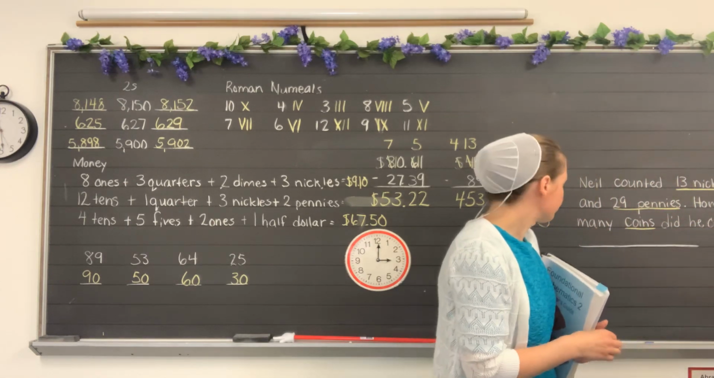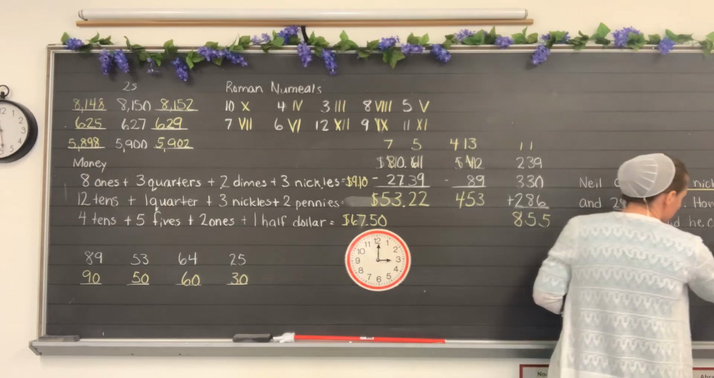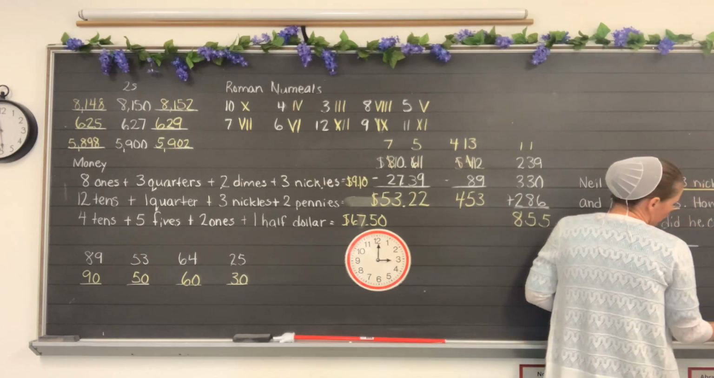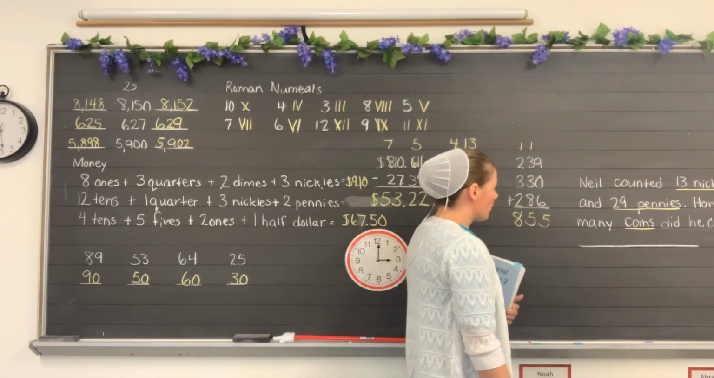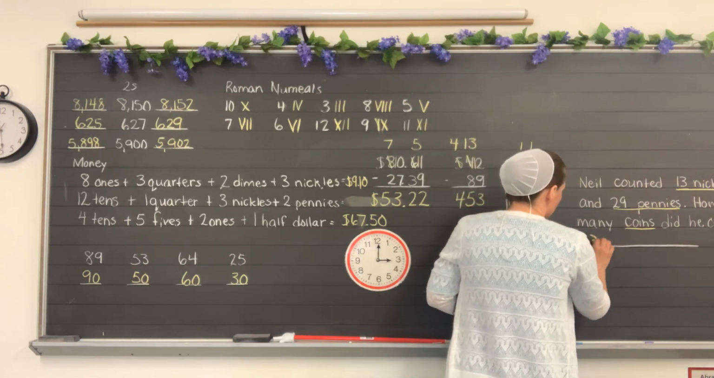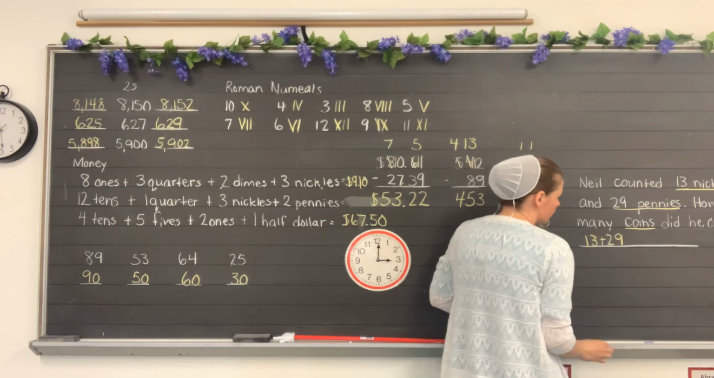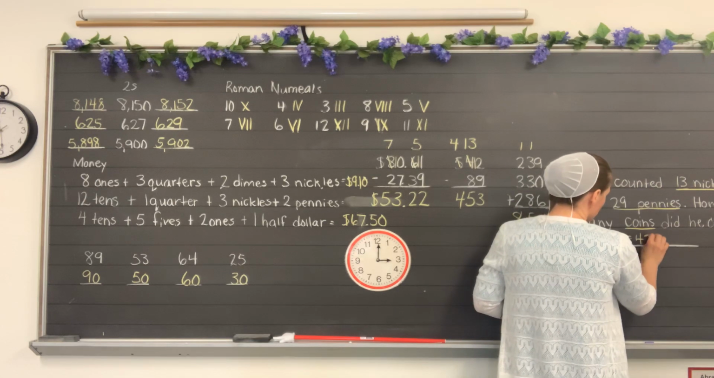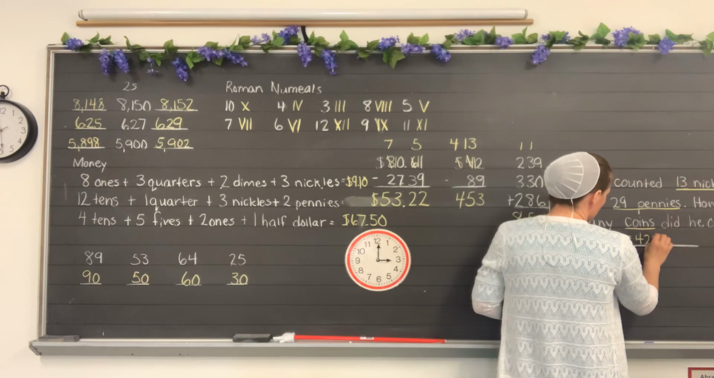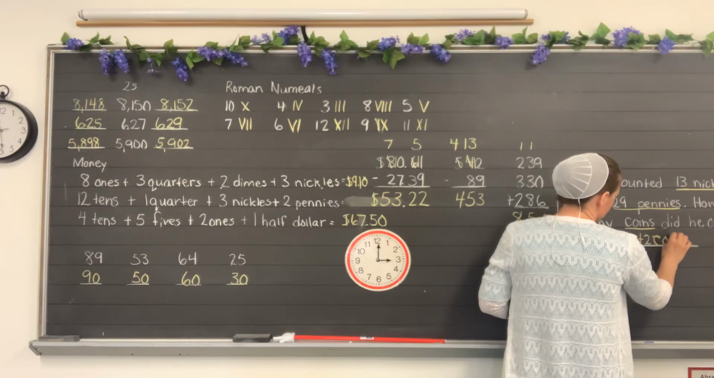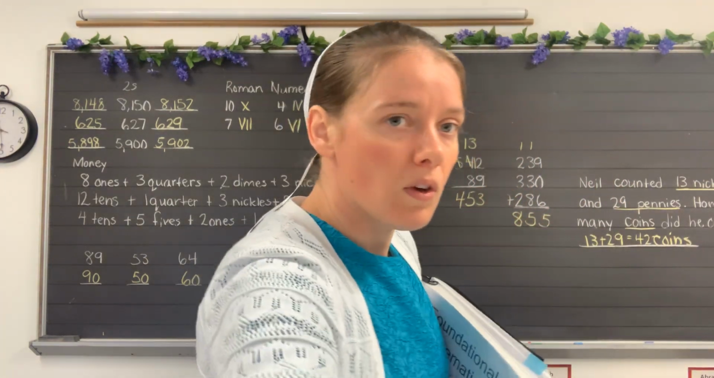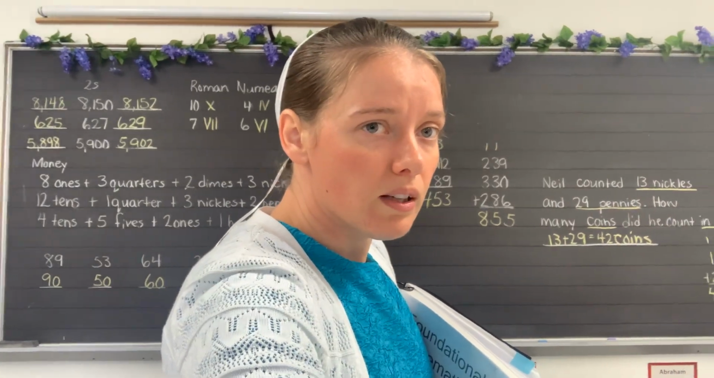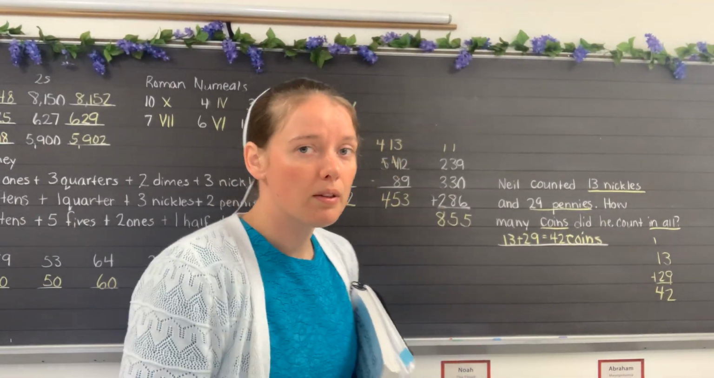is, 3 plus 9 is 12. 1 plus 1 is 2, plus 2 is 4. 42 was my answer. So 13 plus 29 equals 42. 42 coins would be my answer. And I'll turn you over so you can just see that really good, my work there and everything.